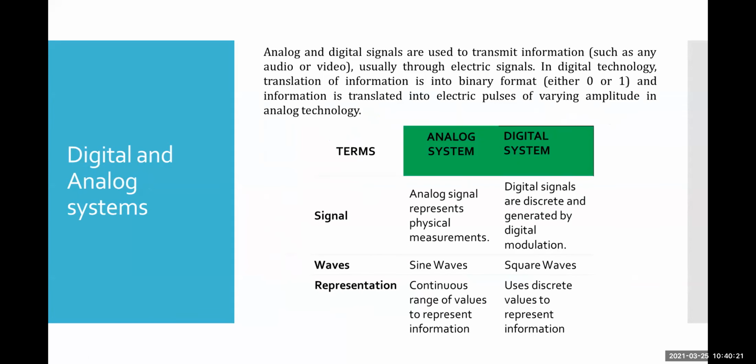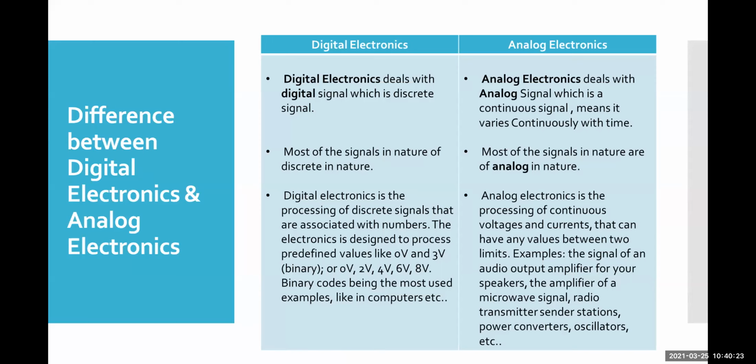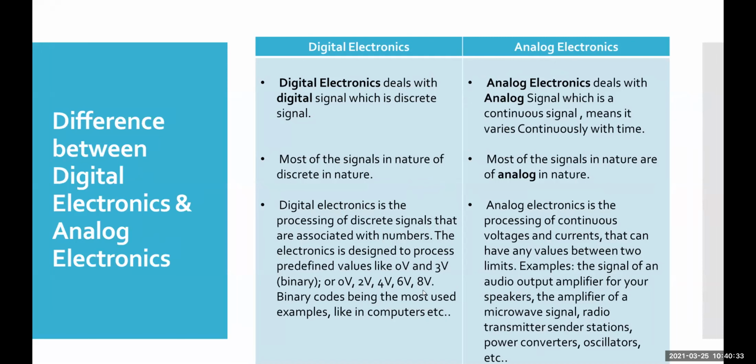So this is the main key difference. If we classify, like I want to exactly differentiate between digital electronics and analog electronics, sometimes they will ask you in 4 marks because this is a really important question. So we'll take one by one example.